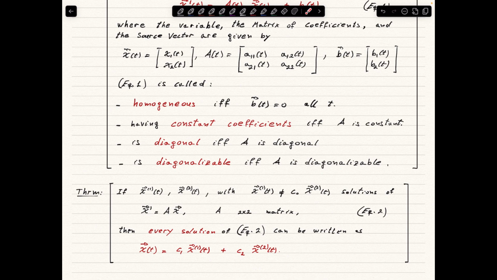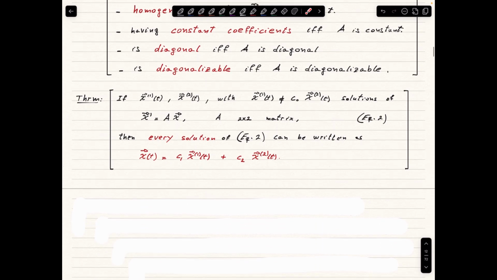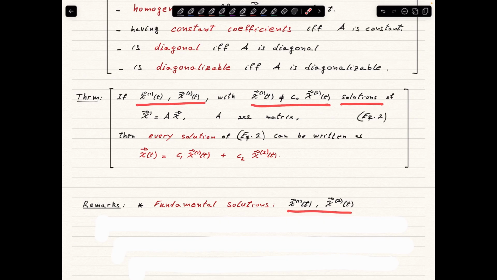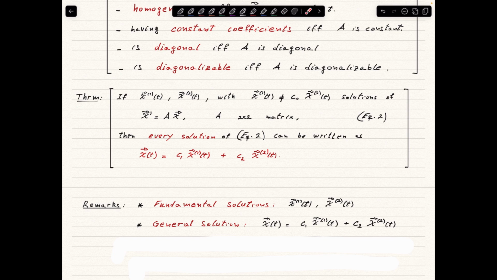This is called the general solution theorem, and the functions x1 and x2 with that property, being solutions and not proportional to each other, are called fundamental solutions of the equation. The fundamental solutions are not unique, there are many fundamental solutions, but any two functions with this property are called fundamental solutions. And this equation here is called the general solution of the equation, because it includes all the solutions of the equation.